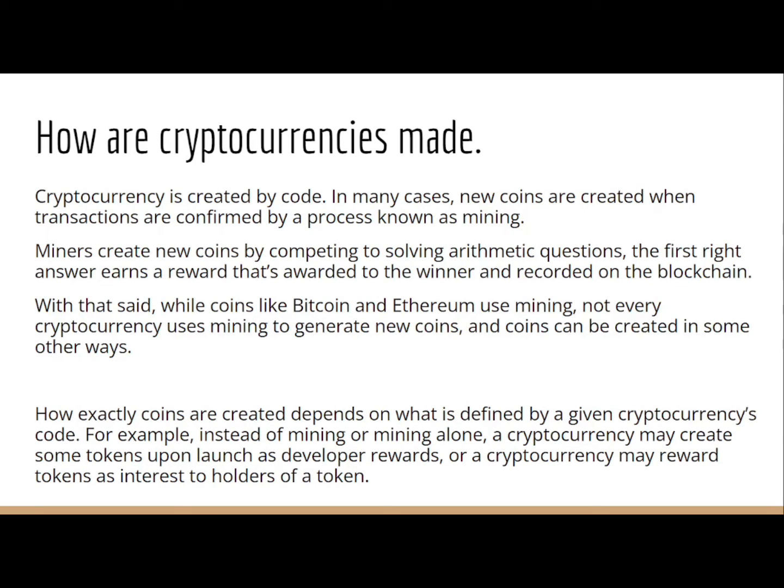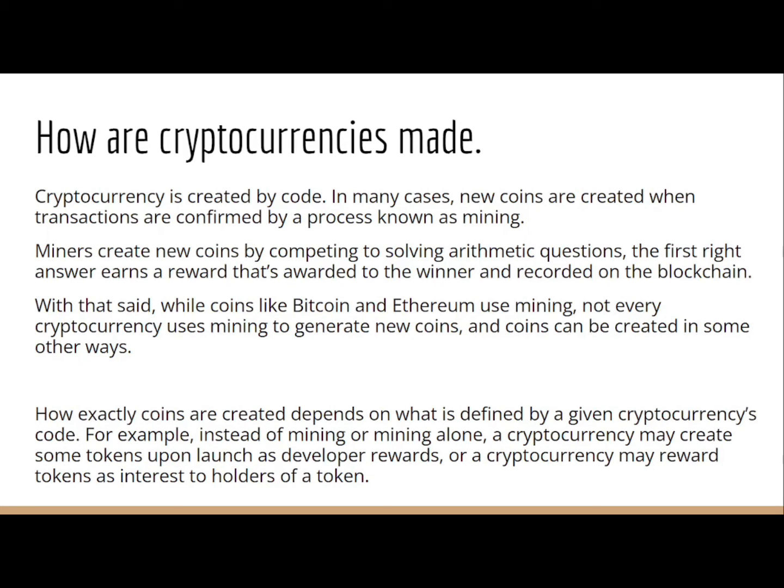So how are cryptocurrencies made? Cryptocurrency is created by code, and the new coins are brought into existence by a process known as mining. How does mining work? Miners create new coins by competing to solve arithmetic questions. The person who solves the question correctly first is awarded a reward, which is a coin or token on the blockchain. So that's how new coins are printed into existence. Coins like Bitcoin and Ethereum follow the mining process, although it's worthy of note that not all coins follow mining to generate new coins.